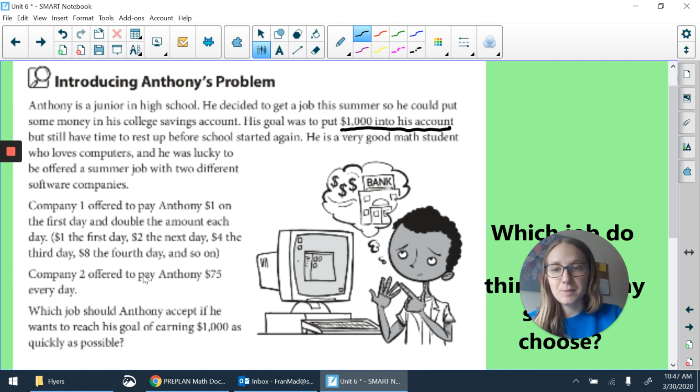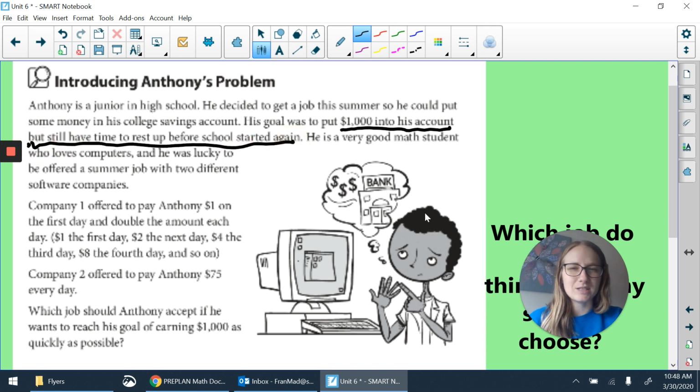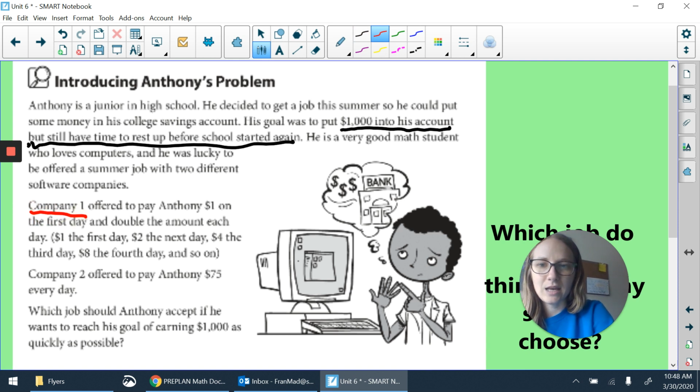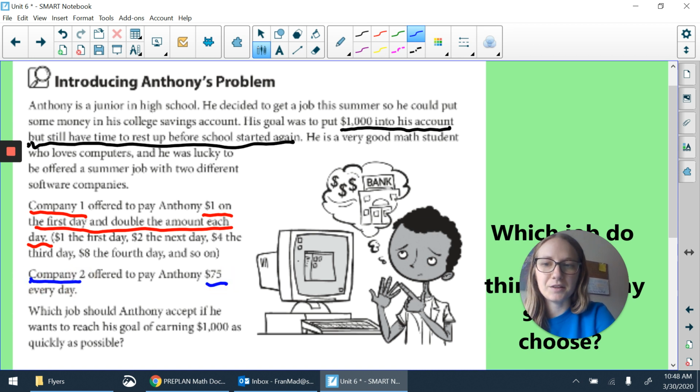Now, company 2 offered to pay Anthony a flat $75 every single day. All right, so what we know is Anthony is saving for college, and he wants to put $1,000 into his account, but still have time to rest up before school starts. I feel like that's important because otherwise they wouldn't have said it. And then we also know that he has a couple different offers. Company 1 is paying him $1 on the first day and then double the amount each day after that. Whereas company 2 is giving him just $75 every day. So every day he's making $75.